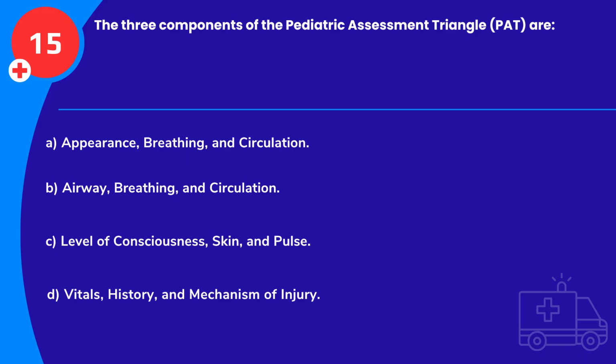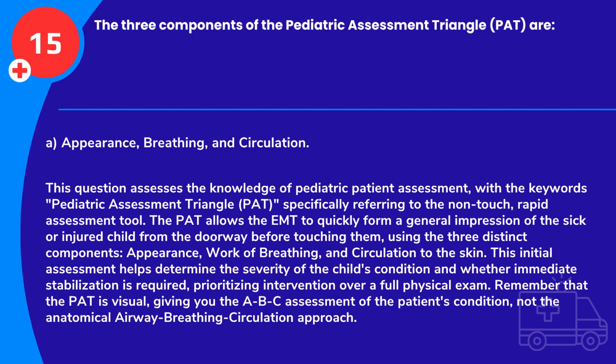A. Appearance, breathing, and circulation. B. Airway, breathing, and circulation. C. Level of consciousness, skin, and pulse. D. Vitals, history, and mechanism of injury. Answer: A. Appearance, breathing, and circulation.